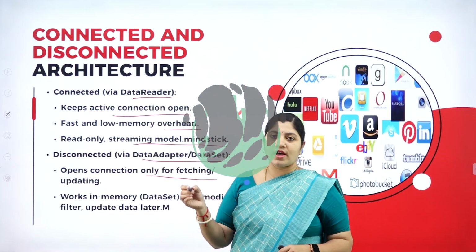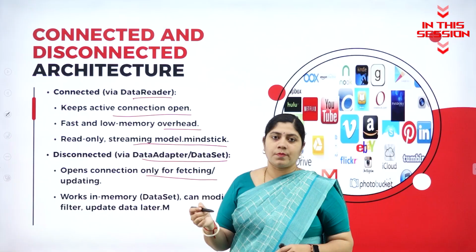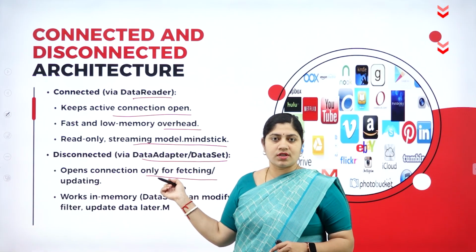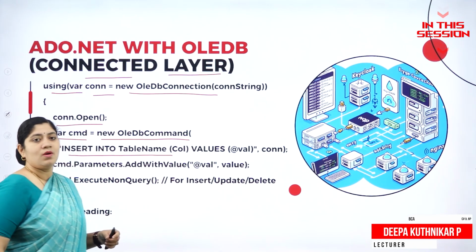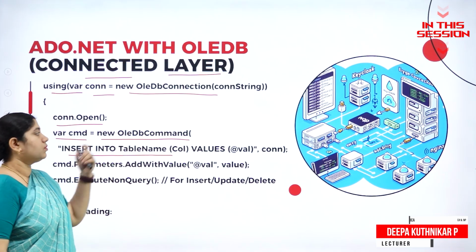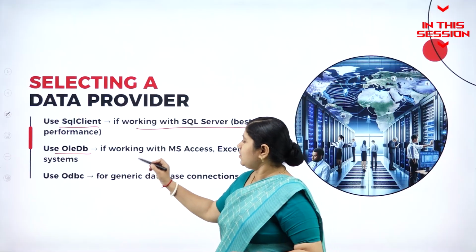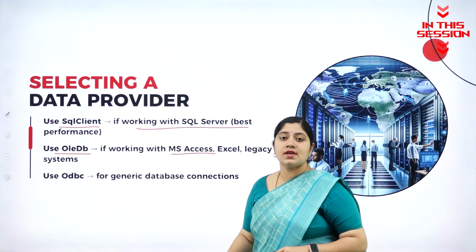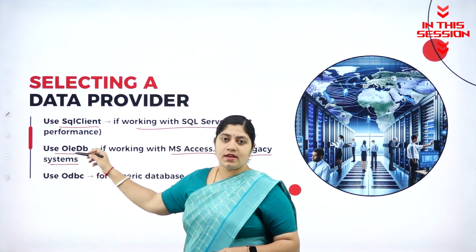Only when there is a requirement to fetch anything or to update any of the components, at those times, we can go with the disconnected architecture type. What is the command? It is to insert a table with a column as well as a value specified into the new OLEDB command. Use OLEDB. So if we are working with our MS Access, Excel or legacy systems, then we can directly go with this part.